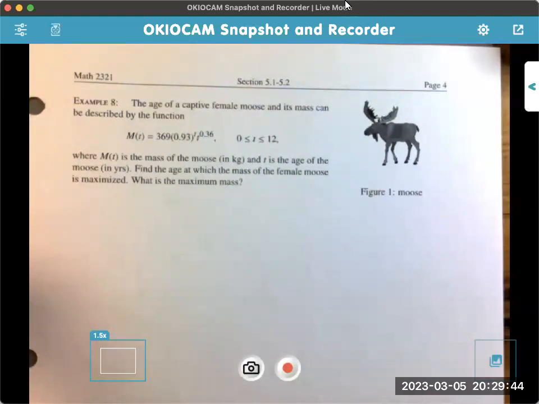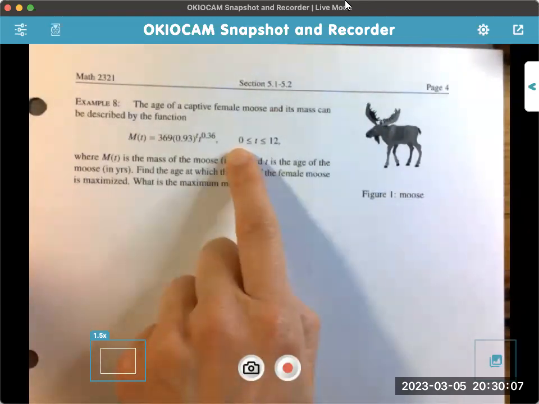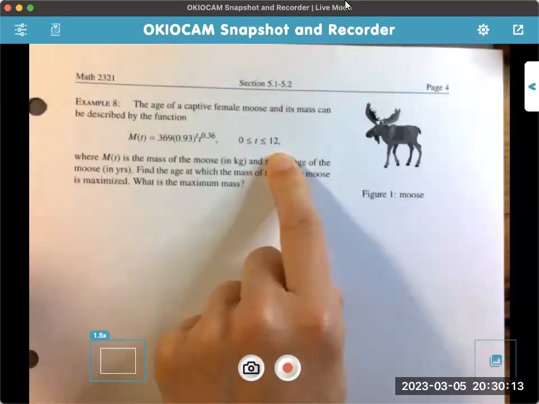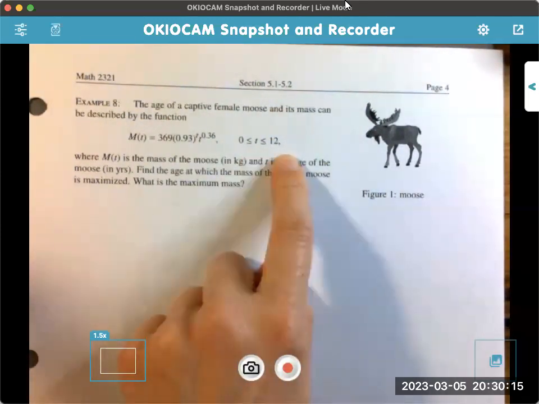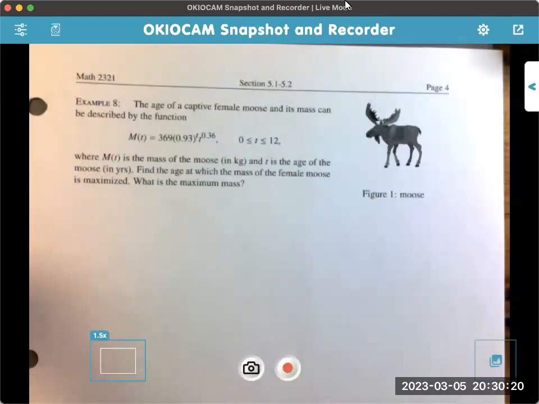All right, so the age of a captive female moose and its mass can be described by the function M of t equals 369 times 0.93 to the t times t to the 0.36, where t is between 0 and 12. So this just says that time is between 0 and 12. I guess that means the average lifespan of a moose is 12 years old. I don't know if that's real. I would imagine that it is. So this just says an old moose is 12 years old.